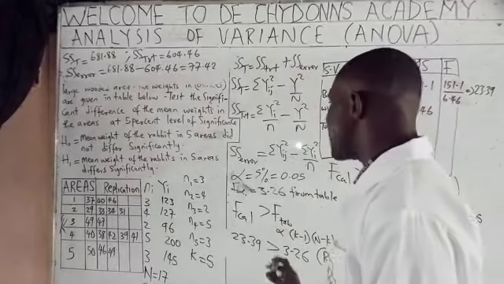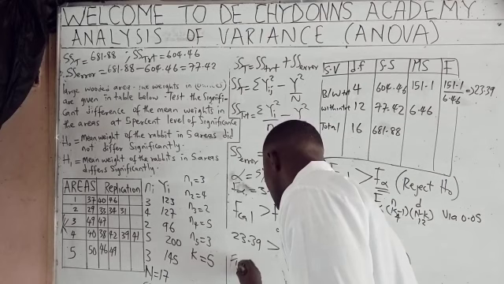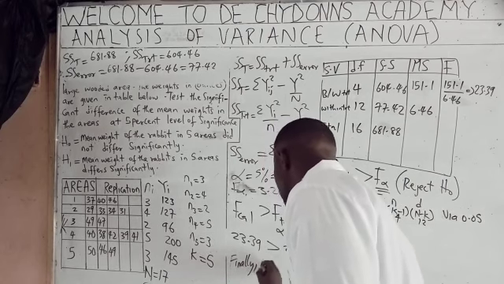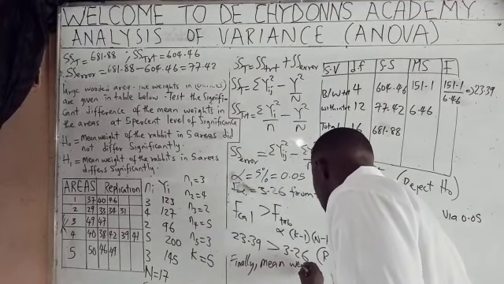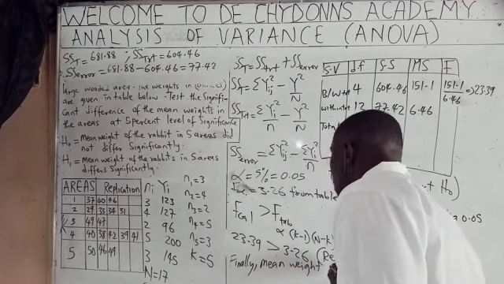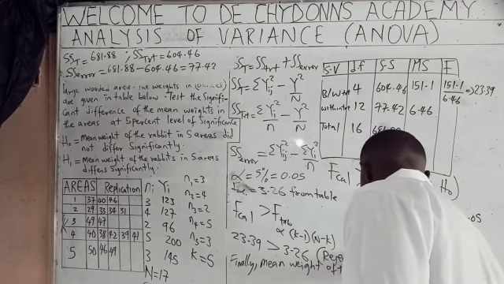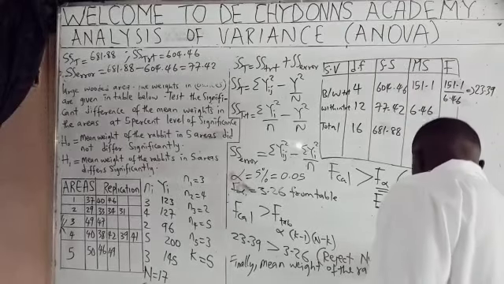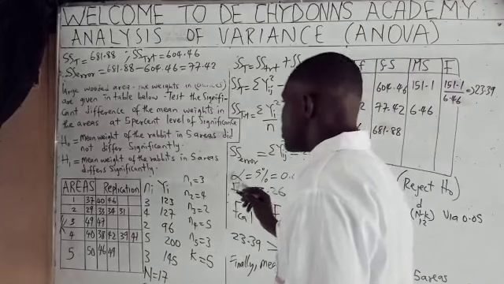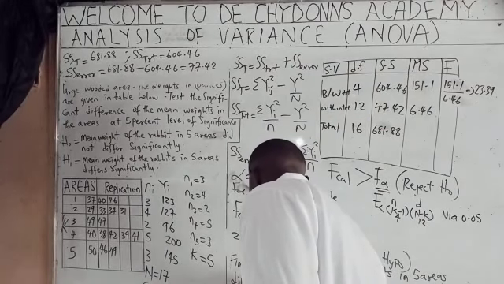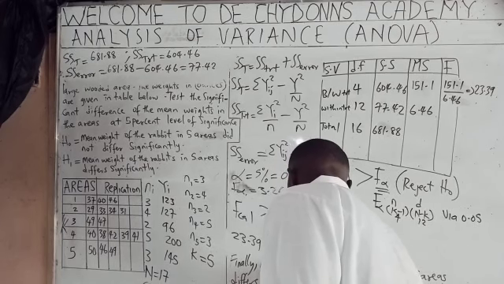So our conclusion will be that from this experiment or from this interpretation, we finally conclude that mean weight of the rabbit in 5 areas differs significantly. Differs significantly.